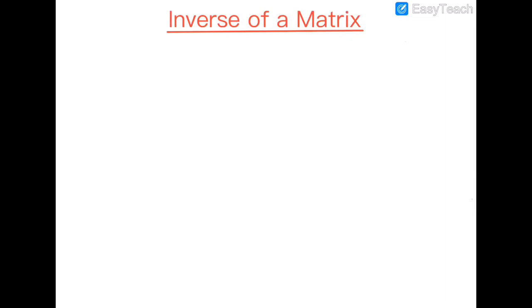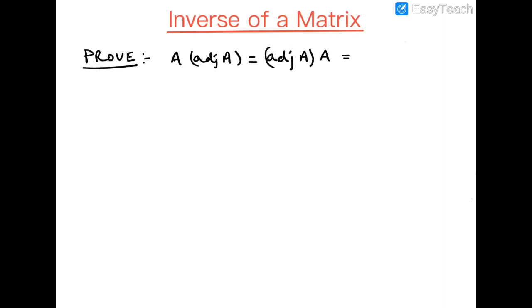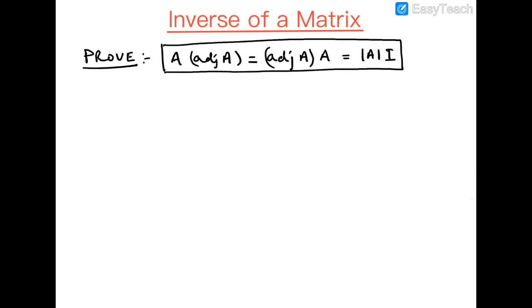Hello guys, today we will be doing inverse of a matrix. So first let's prove A times adjoint of A is equal to adjoint of A times A is equal to determinant of A times I. So to prove this, let's take a 2 by 2 square matrix with elements a1, a2 and b1, b2.